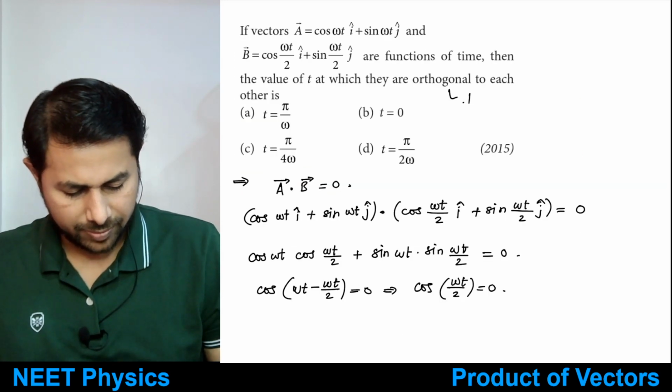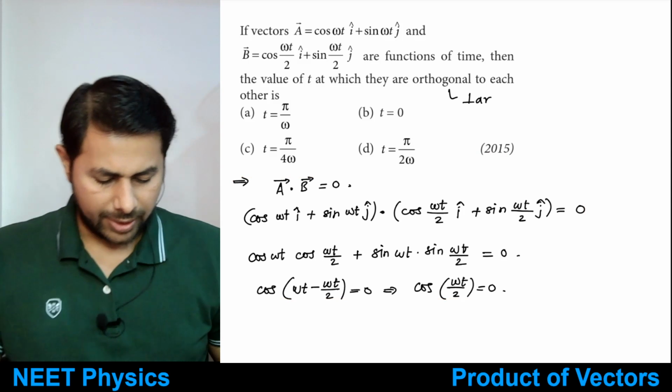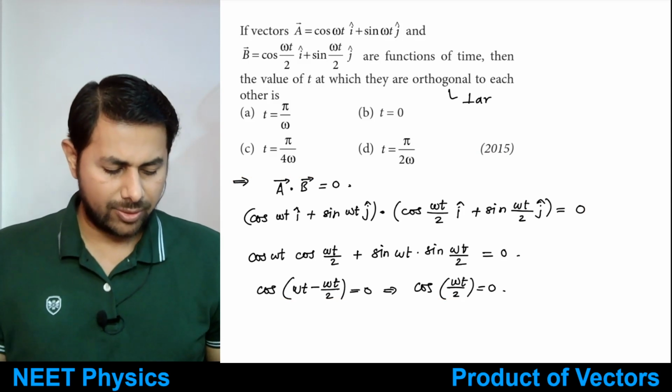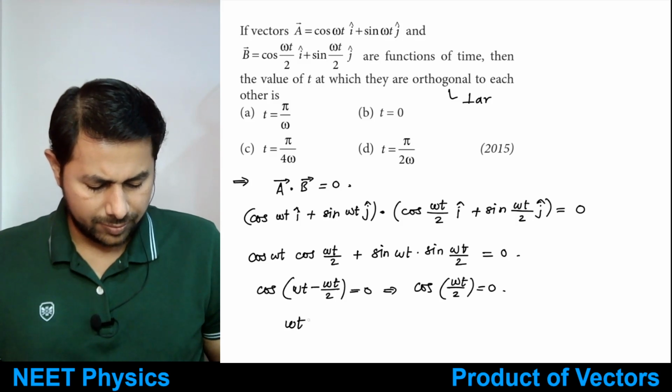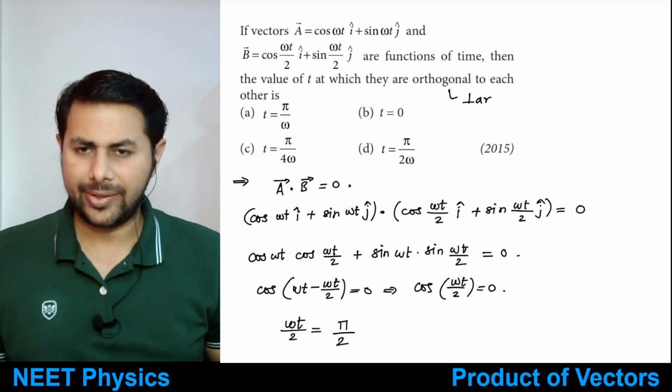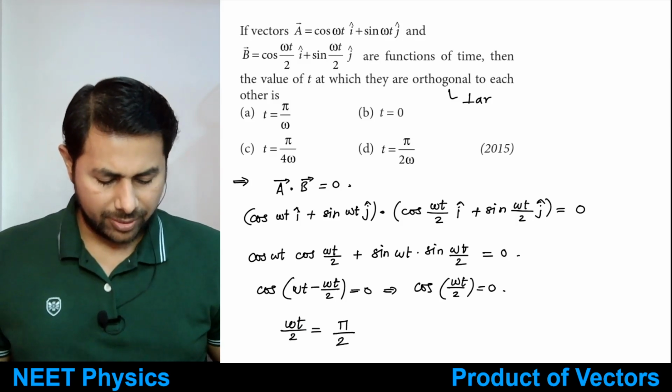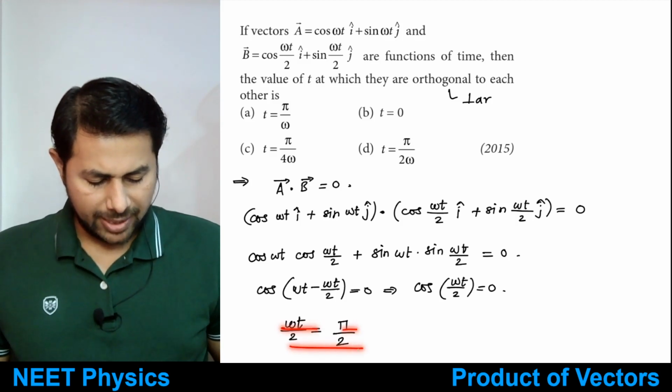It's perpendicular. And cos of omega t by 2 is equal to 0, which means omega t by 2 is equal to 90 degrees. Let's write it in radians, so it is pi by 2. So omega t is pi.